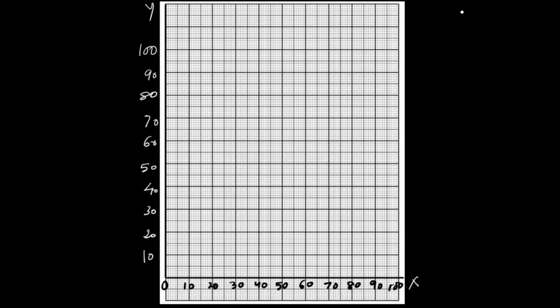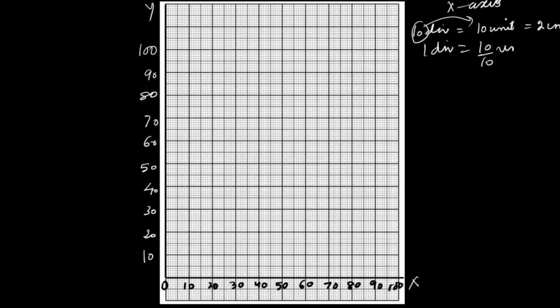Graph scale you have to write. See along x-axis, 10 divisions is equals to 10 units only we have taken. And because in board exam you'll be getting 2 centimeter graph, so here you can write 2 centimeter also. This 10 you will shift to other side. So 1 division is equals to 10 by 10 unit. So this is equals to 1 unit. 1 division here it's equals to 1 unit.